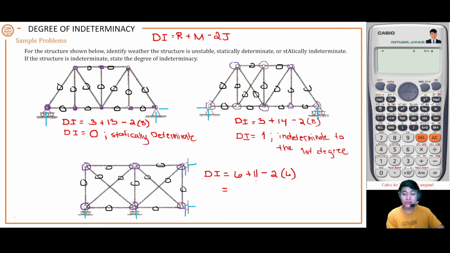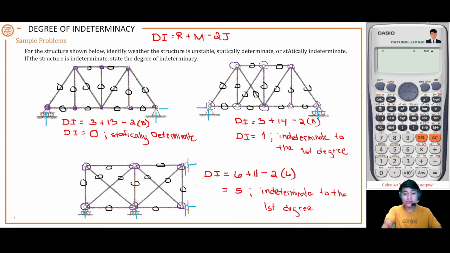So you have 6 plus 11, so this is 17. 17 minus 12, this is 5. So this is statically indeterminate to the fifth degree. So this is your answer for these 3 problems.